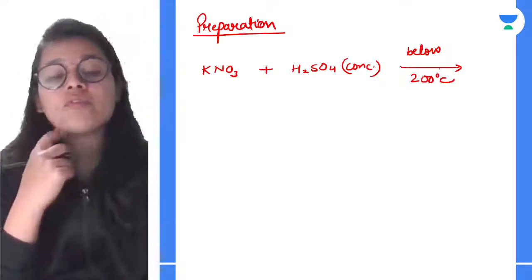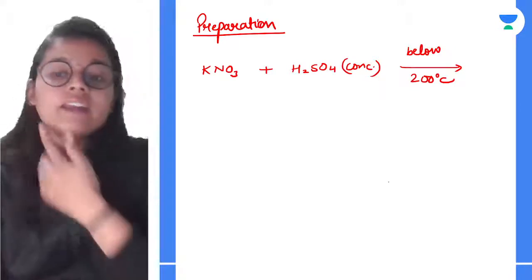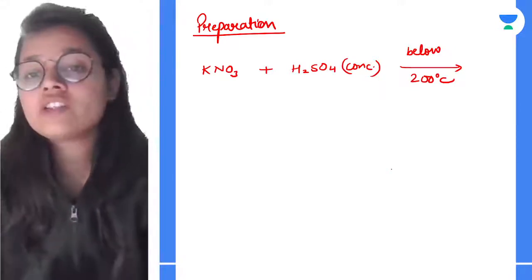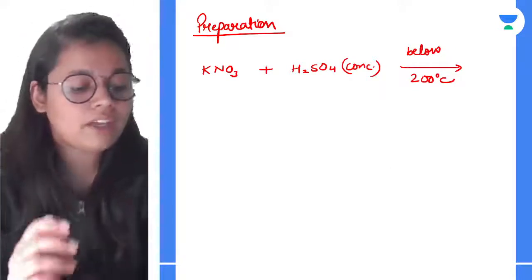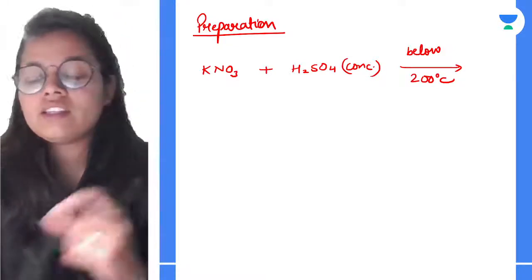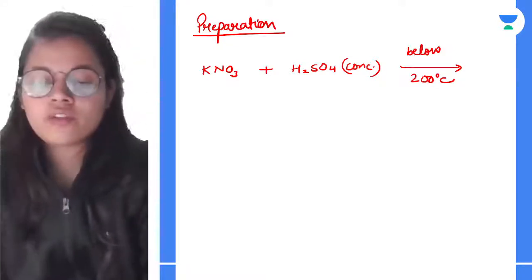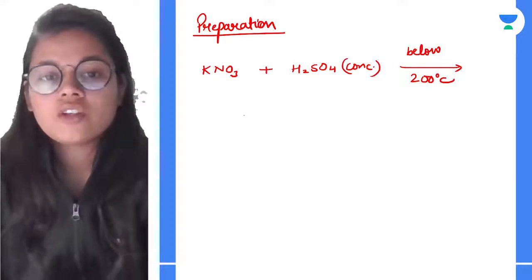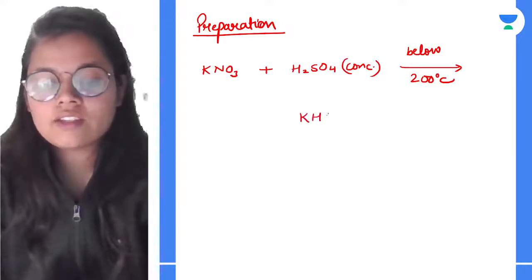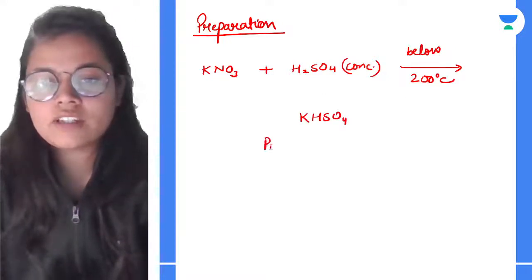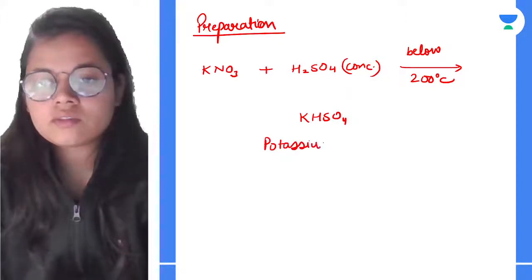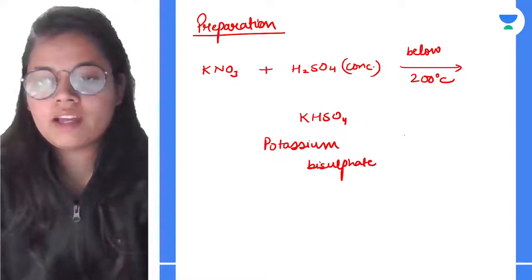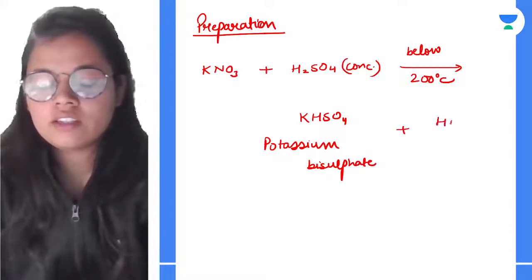These types of questions are very common, and therefore it's my humble request to please focus on whatever we are learning today. These small questions are very important from your examination point of view. So what do we get here? We get KHSO4, that is potassium bisulfate, plus we get the nitric acid.